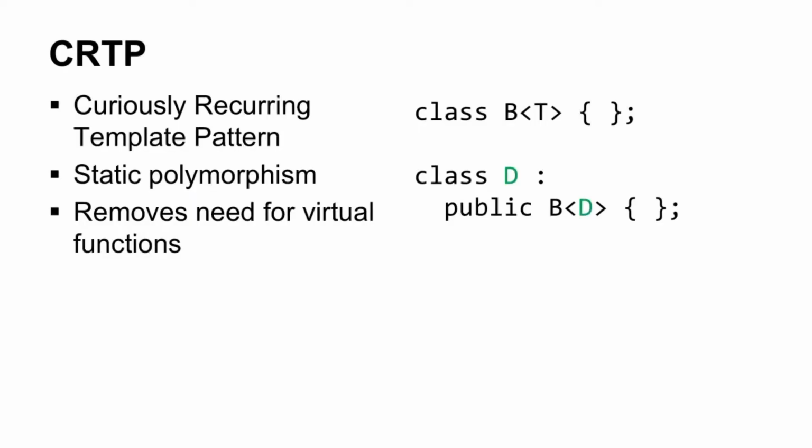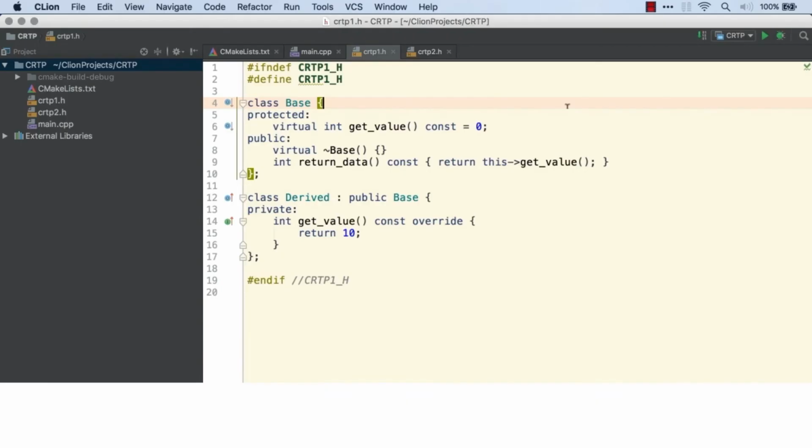You've already heard how CRTP, the curiously recurring template pattern, provides a way to implement static polymorphism and removes the need for virtual functions. It does this by defining a templated base class that uses a derived class as its template parameter. So let's see how this works in practice.